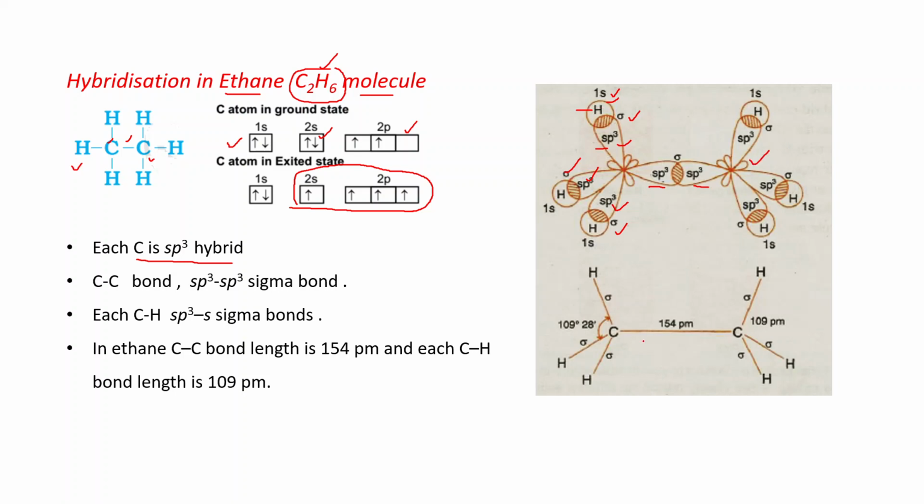You can also represent this structure. This is the carbon-carbon sigma bond, and these are the carbon-hydrogen sigma bonds. That's why we can see the carbon-carbon bond is formed by sp3-sp3 overlapping, and that is also a sigma bond. And each carbon-hydrogen bond is an sp3-s sigma bond. In ethane, the carbon-carbon bond length is 154 picometer and each carbon-hydrogen bond length is 109 picometer. Okay, this is the hybridization of carbon in the ethane molecule.